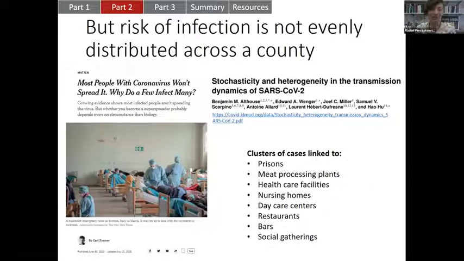Of course, the risk of infection is not evenly distributed, even at the relatively fine scale of the county. There's a really nice article in the New York Times published back in June about the heterogeneity, the variation in which cases actually cause additional new cases in the population, and a number of recent papers, both those that are still in the preprint, yet-to-be-peer-reviewed stage, and increasingly those that are now being published in journals.